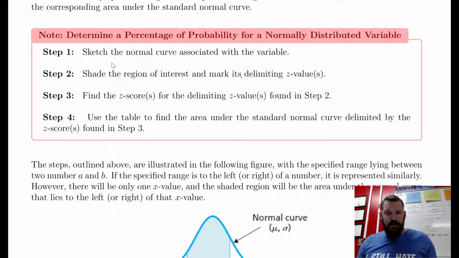First, you would sketch the normal curve associated with that variable, shade the region of interest, and mark the delimiting z-values. So remember, if we're talking about the z-values, we're standardizing that variable. So we're looking at from -3 to 3, and it's going to be centered around the mean, which should be 0. Find the z-scores for the delimiting values found in step 2. We've done that already. That's where you have z is equal to x minus mu divided by sigma. And then use the table, just like we did on the last set of notes, and you can come up with that percentage.